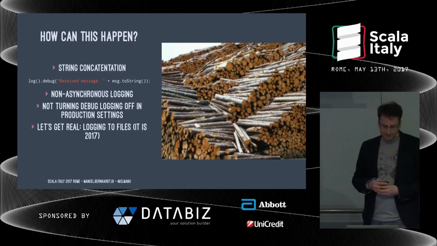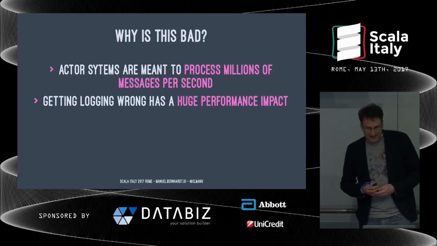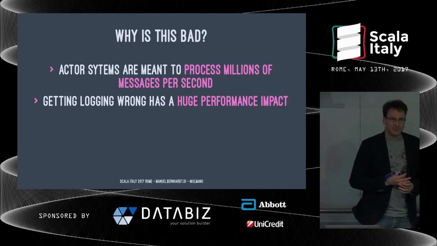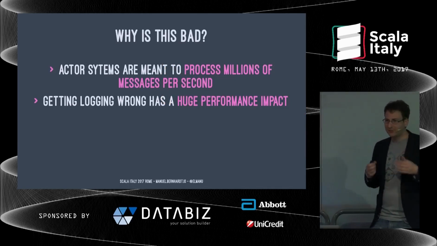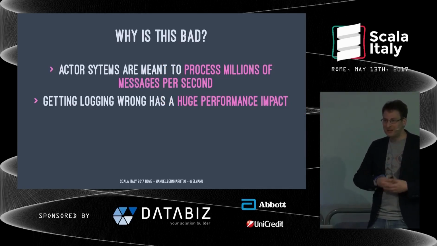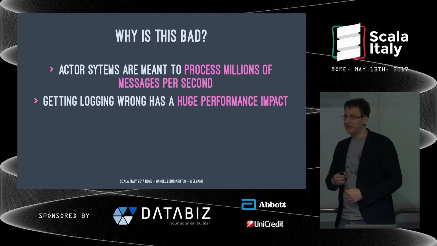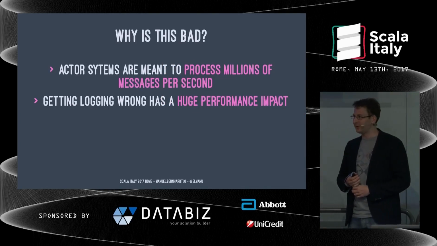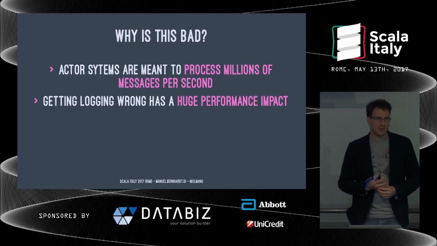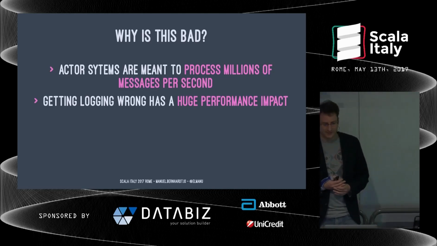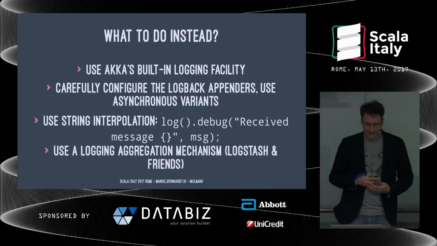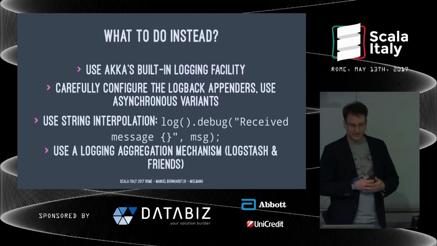rules, etc., etc. So especially in the context of actors, this is bad when you get logging wrong, because actor systems are really meant to process millions of messages per second. And if you get this wrong, you're completely destroying the performance of your actor system. And then you're like, oh, but Akka is slow. But Akka isn't slow. It's just your logging is slow. So how to go about this?